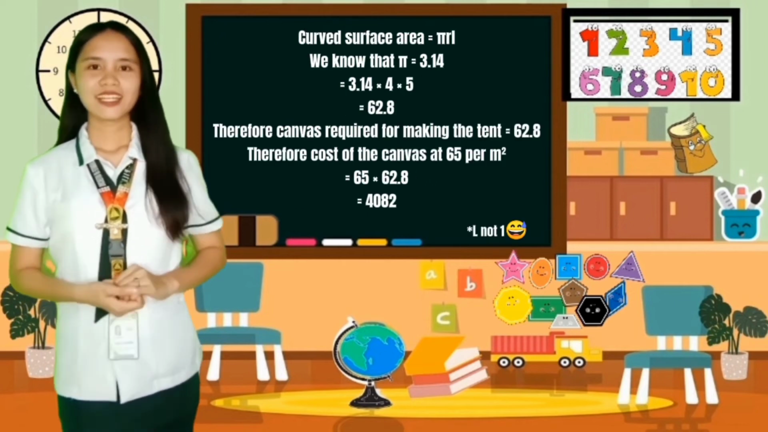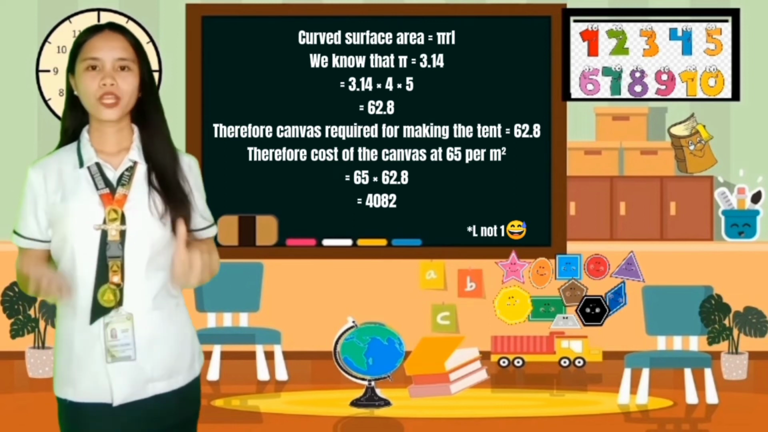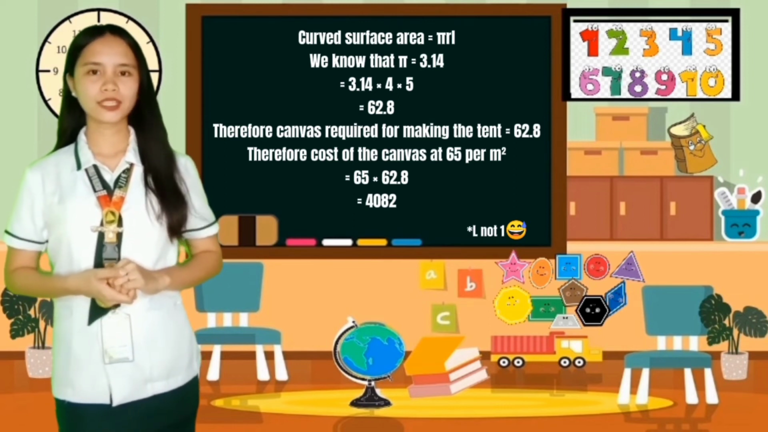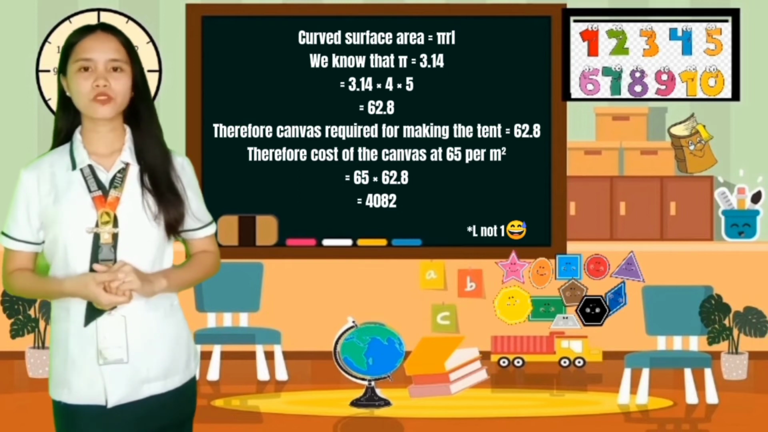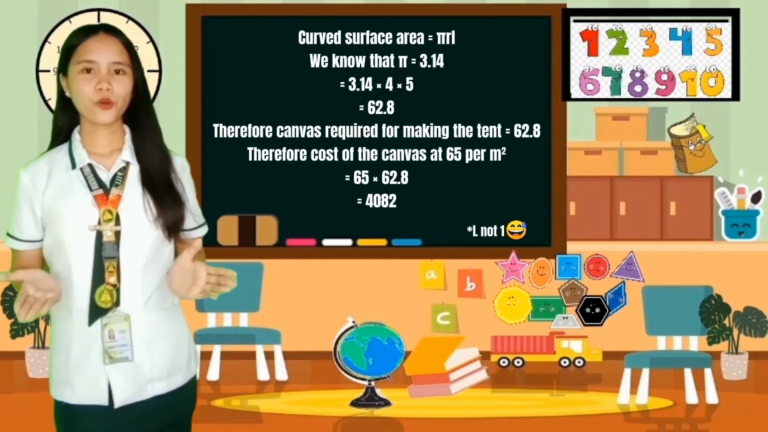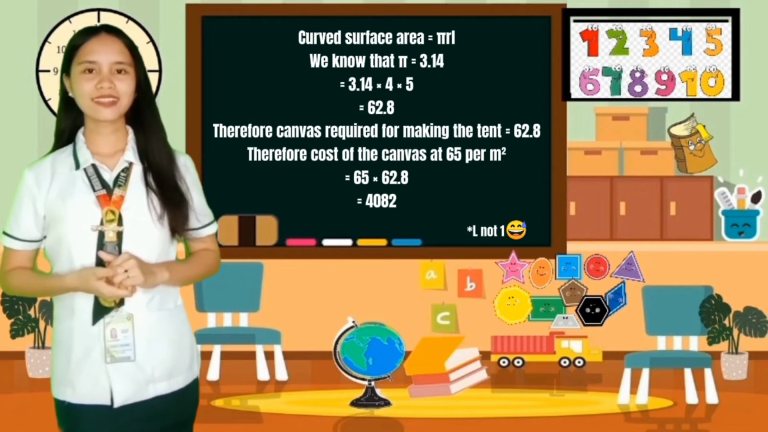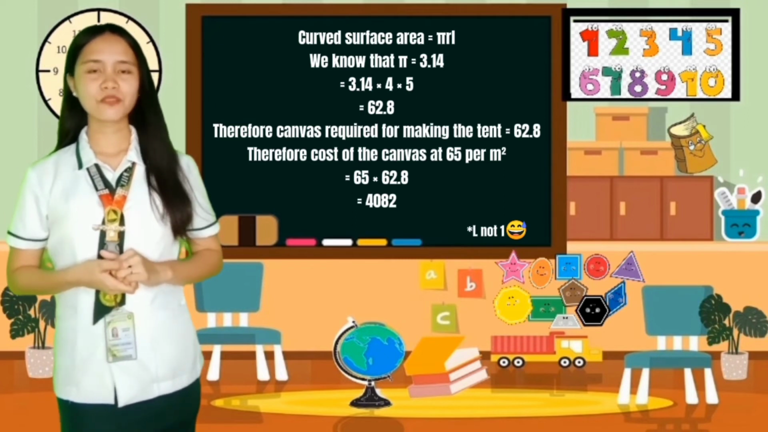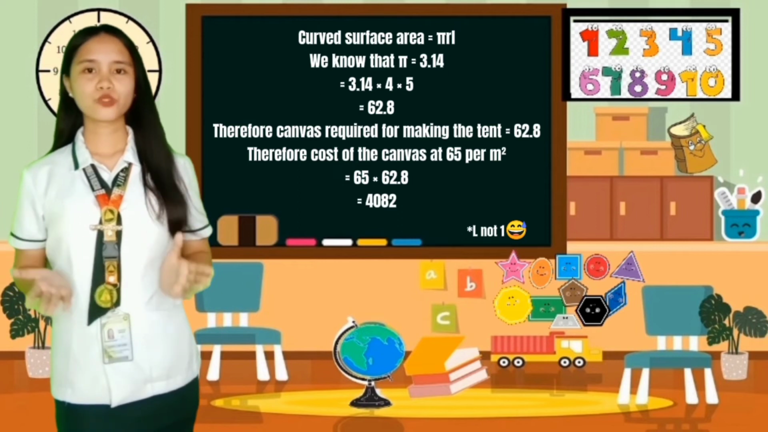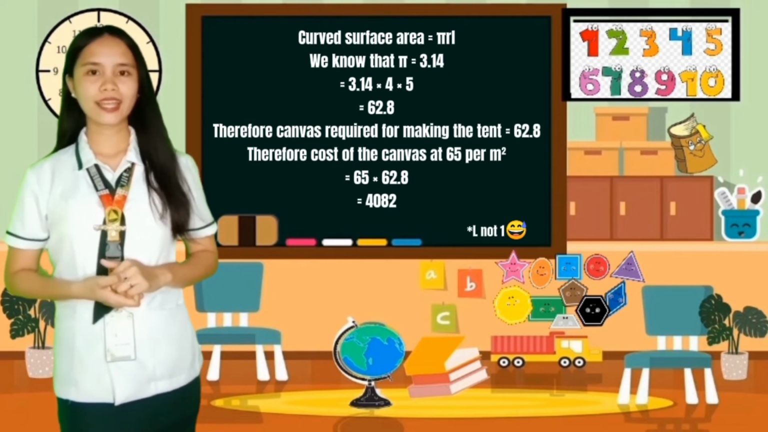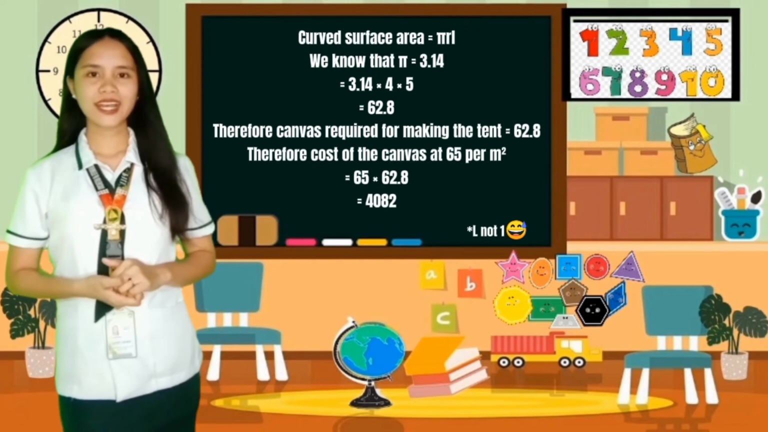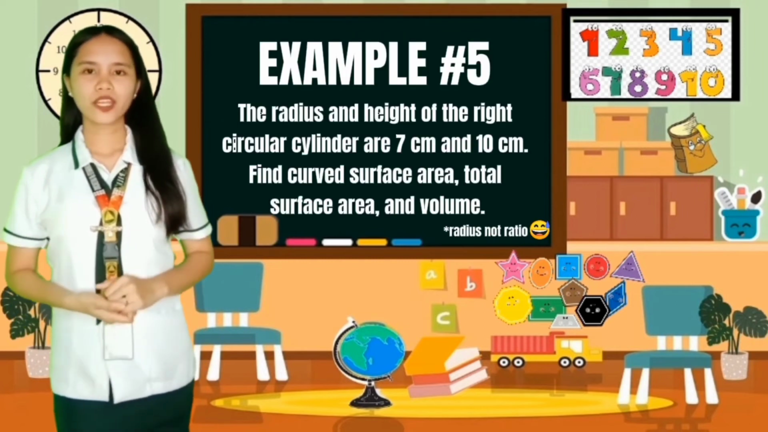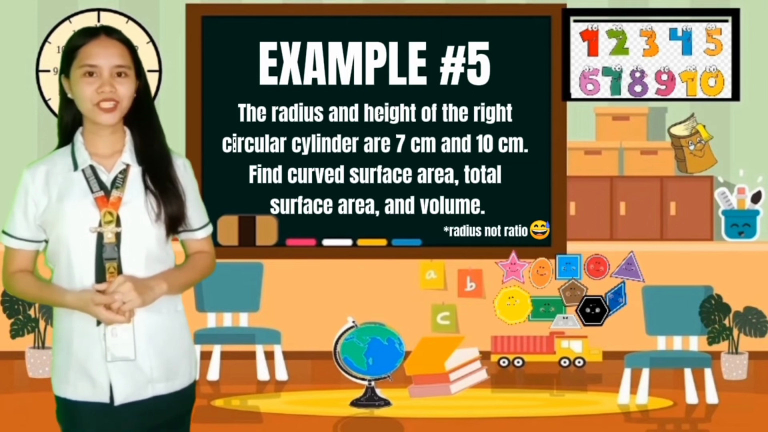The curved surface area is equal to πrl. We know that pi is equal to 3.14. So, 3.14 times 4 times 5 is equal to 62.8. Therefore, canvas required for making the tent is 62.8. Therefore, cost of the canvas at 65 per meter squared is equal to 65 times 62.8, which is equal to 4,082.